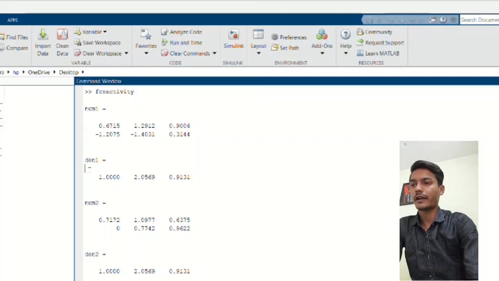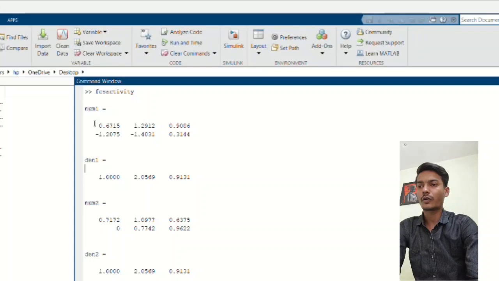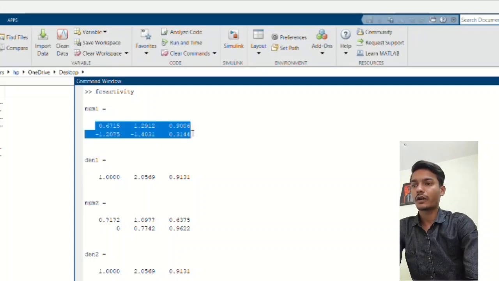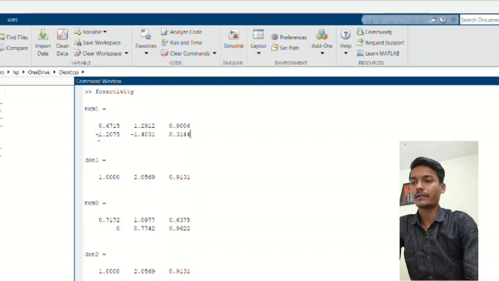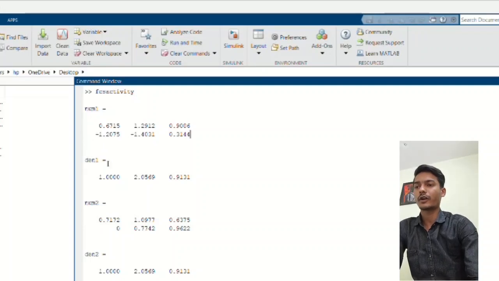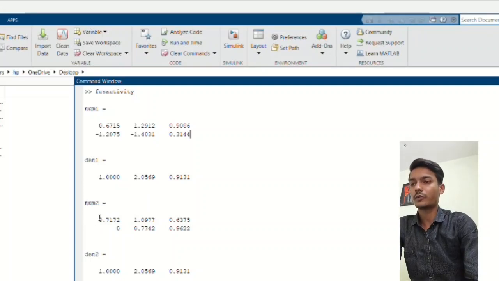Here num1 and den1 are the numerator and denominator for input number 1, where there are two numerators given, one for output number 1 and second for output number 2, and there is a common denominator for both the outputs. And similarly num2 and den2 are the output for input number 2.